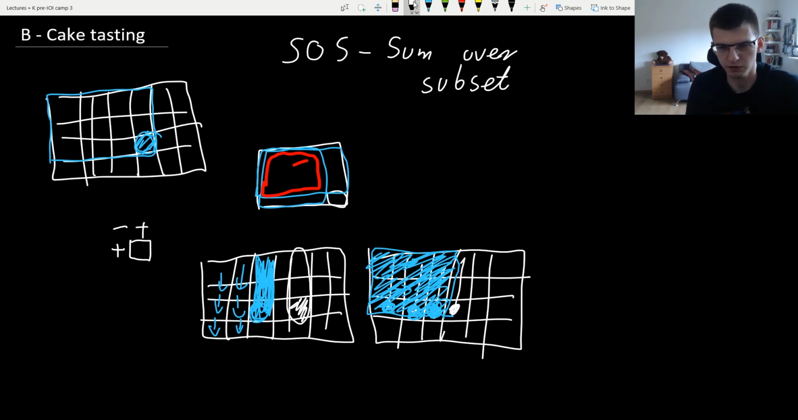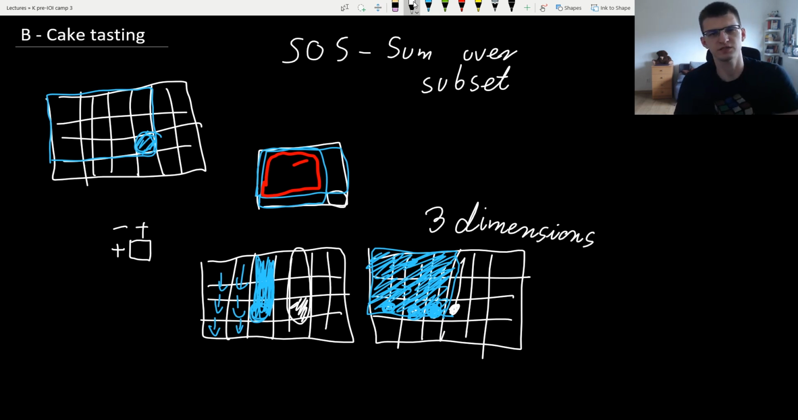The same thing we could apply if there were 3 dimensions. If there is, let's say, a cube, and for every cell you want to take the sum of everything that has coordinates not greater than that. So things that are to the left, below, and in the third dimension. And you also can do it for n dimensions.